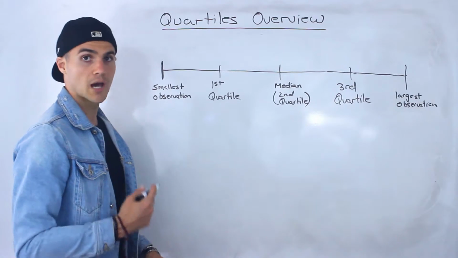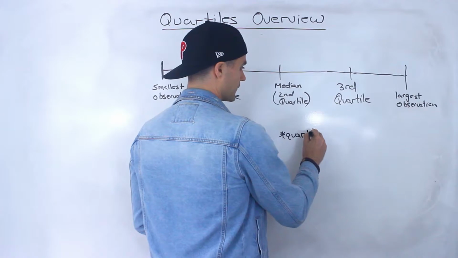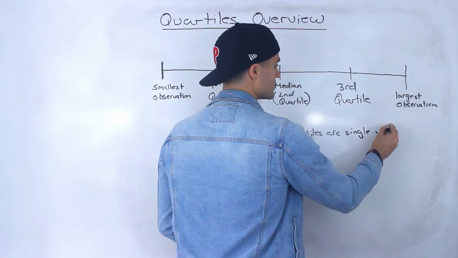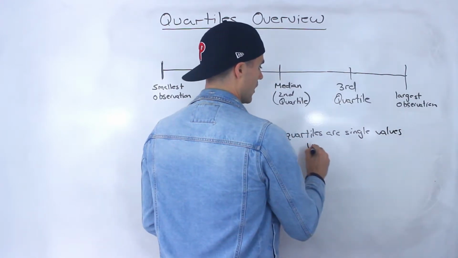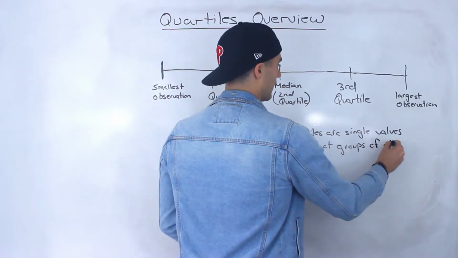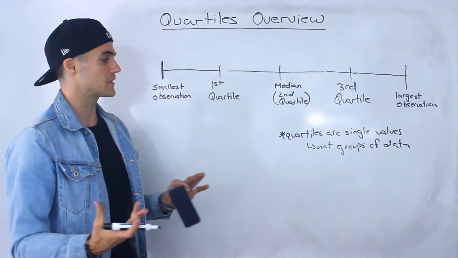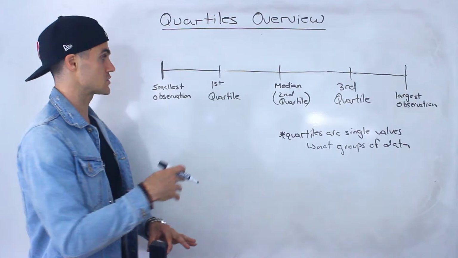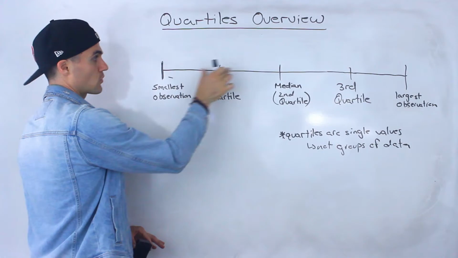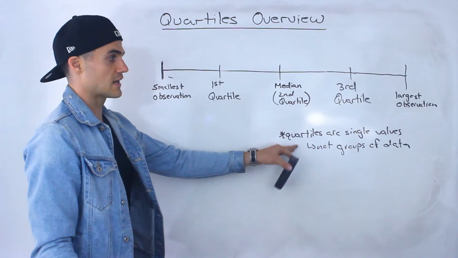Now, one thing I want to mention about quartiles is that quartiles are single values. They're not groups of data. To be honest, when I first learned this concept, I must have misunderstood it, because I thought quartiles were going to be groups of data. So I thought this first 25% of the data here is going to be the first quartile, this is going to be the second quartile, third quartile, etc. But they're not groups of data, they're just single values.